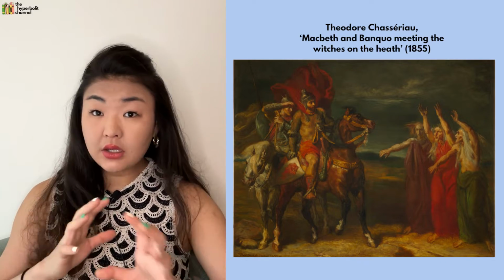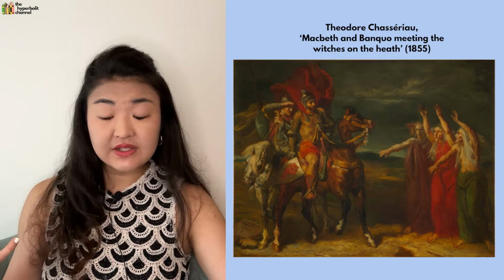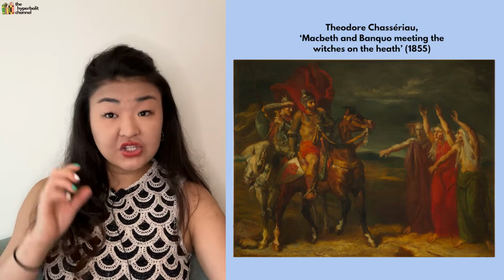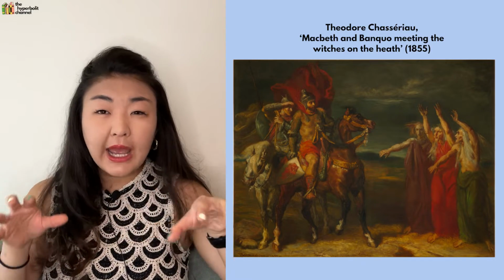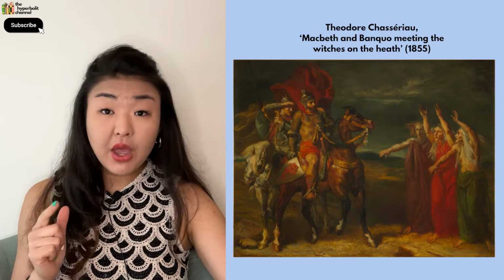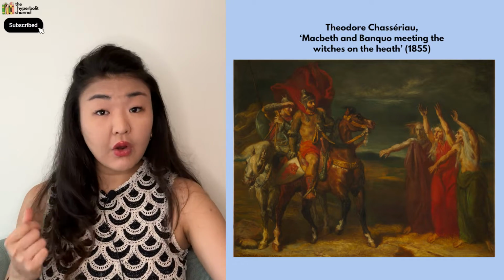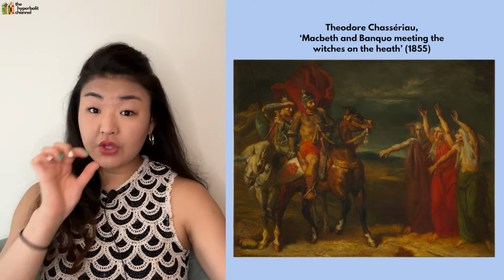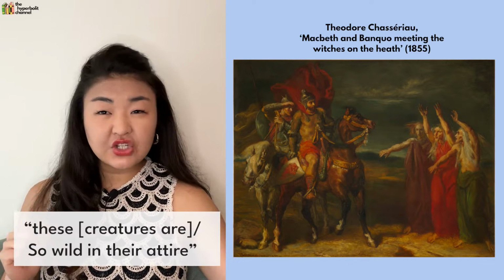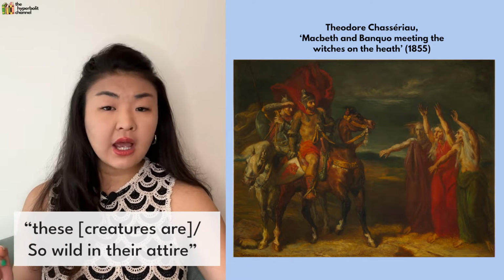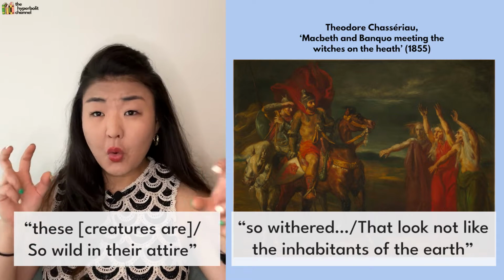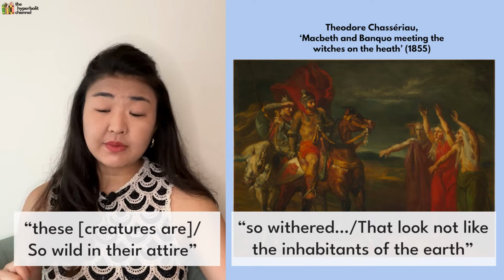But the witches are no less haunting in Chasseriau's canvas. Instead of a troupe of monotonous ghost-like figures, however, Chasseriau's witches appear as old hags with muscular arms flailing in the air, distinguished by their burgundy, orange, and olive robes. This sharp, vivid emphasis on the clothing of the characters echoes Banquo's sentiment that these creatures are so wild in their attire, but not quite the part where Shakespeare writes they are supposed to be so withered that they look not like the inhabitants of the earth.